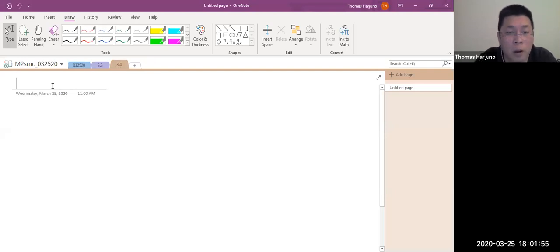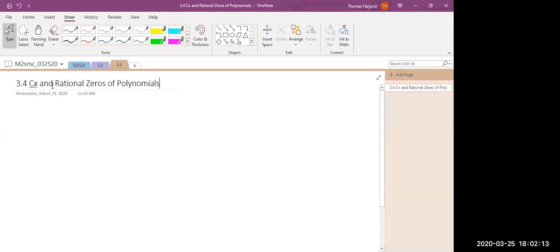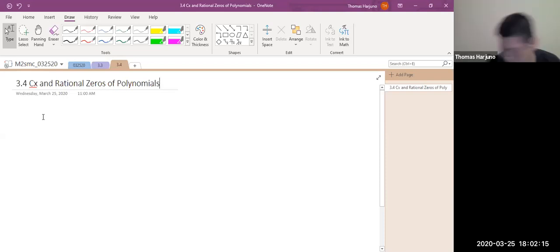3.4 is about what? Let me see the title. Rational zeros of polynomials, complex and rational zeros of polynomials. Okay, let's start. A couple things. First one is the fundamental theorem of algebra.